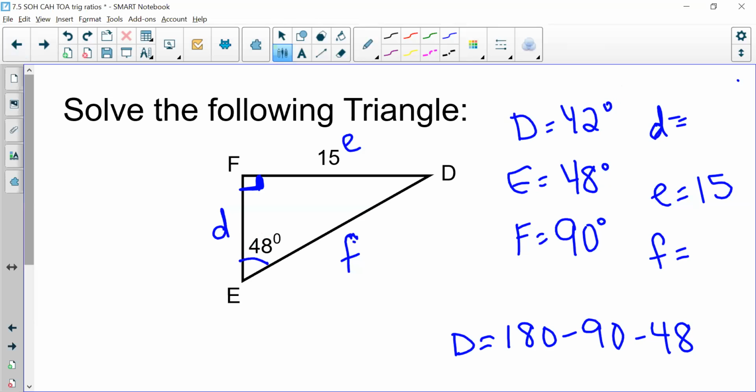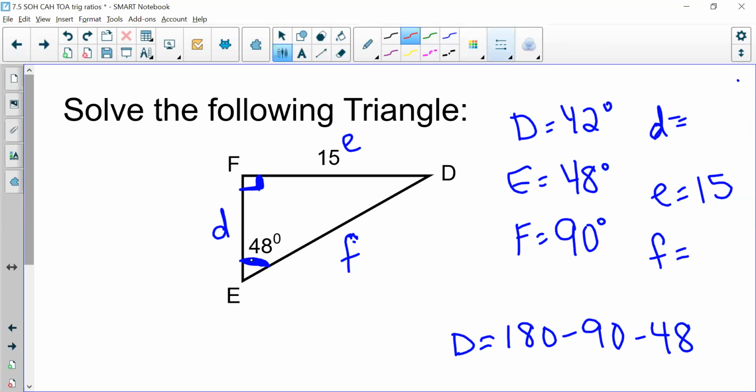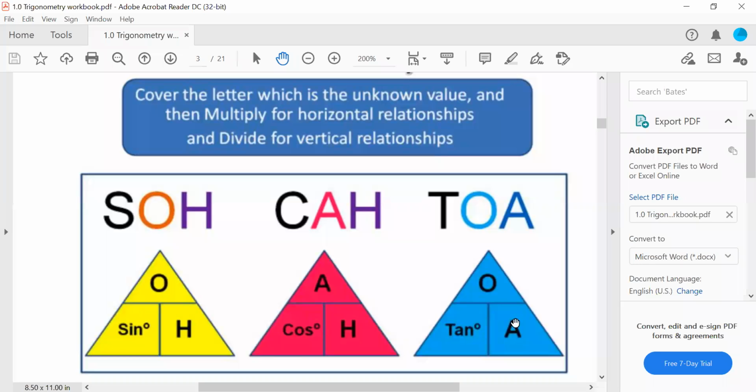Let's use this 48-degree angle. I would like to solve for side D. Looking at the 48-degree angle, is it my opposite, adjacent, or hypotenuse? Adjacent. Okay. And I don't know my hypotenuse, so I'm going to ignore that one for now. So I'm going to use this 15. This is my opposite from the 48. Which trig triangle is O and A? TOA. Perfect. And I'm solving for A, my adjacent.